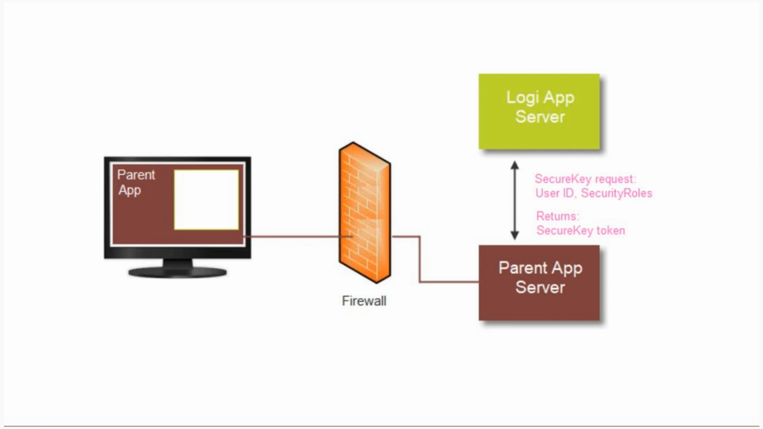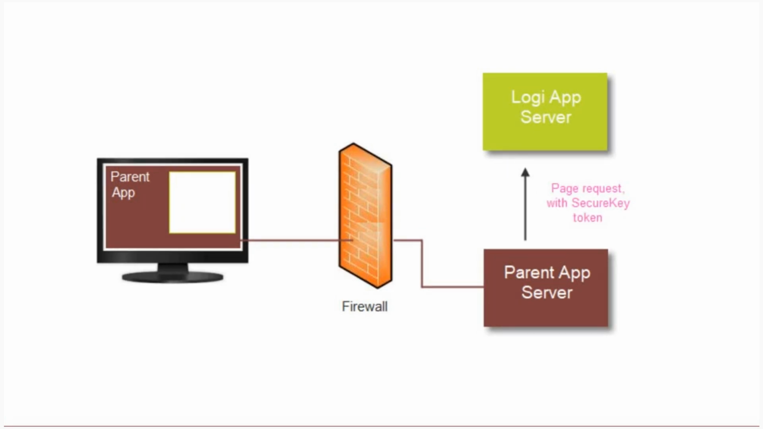When it receives the request for a SecureKey token, the Logi application first verifies that the request came from a valid source. This is done by automatically determining the parent application's server IP address and ensuring that it's in a pre-configured list of approved addresses. If so, the Logi application stores the user information from the request and returns a unique SecureKey token to the parent application. Next, the parent application sends the original report request to the Logi application, appending the SecureKey token.